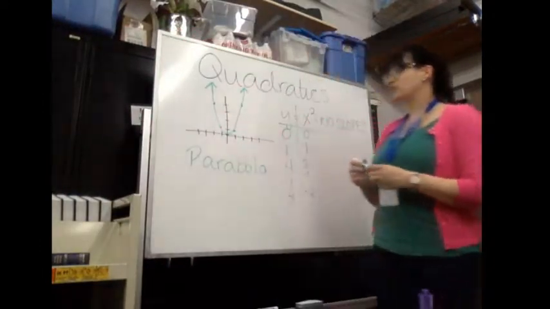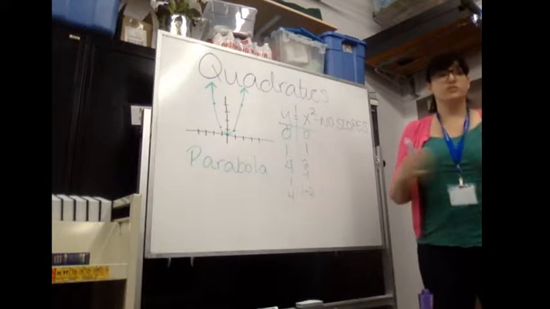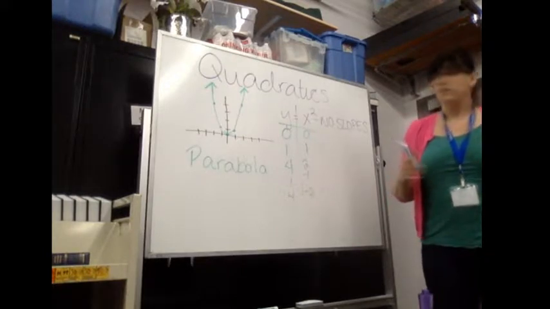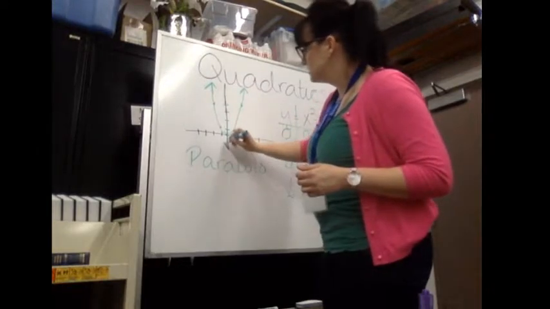Parabolas have certain characteristics that we can study. Even though they curve, so the y does not have a constant rate of change, there are certain things that are constant. Like, for example, the axis of symmetry.